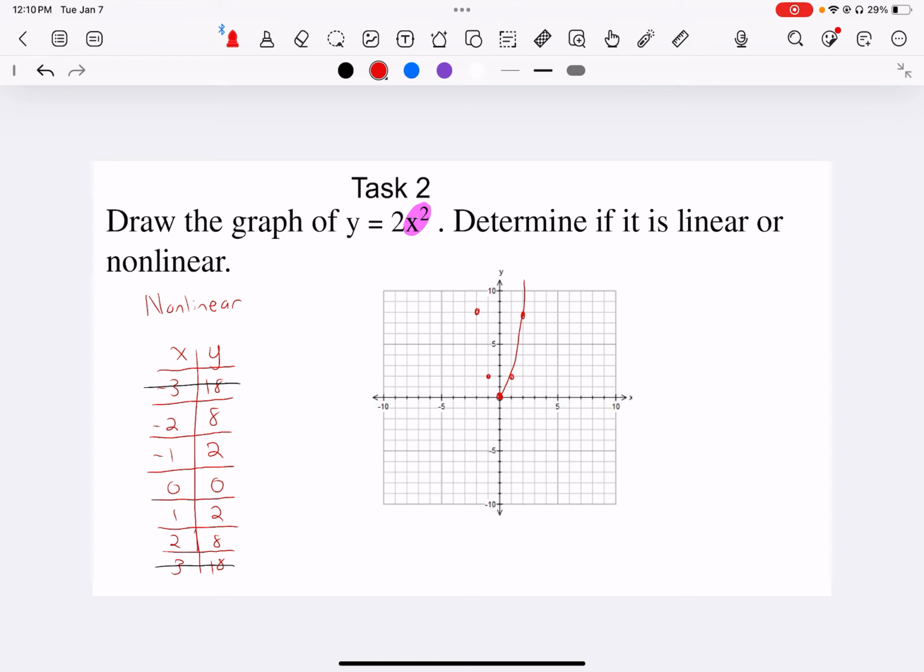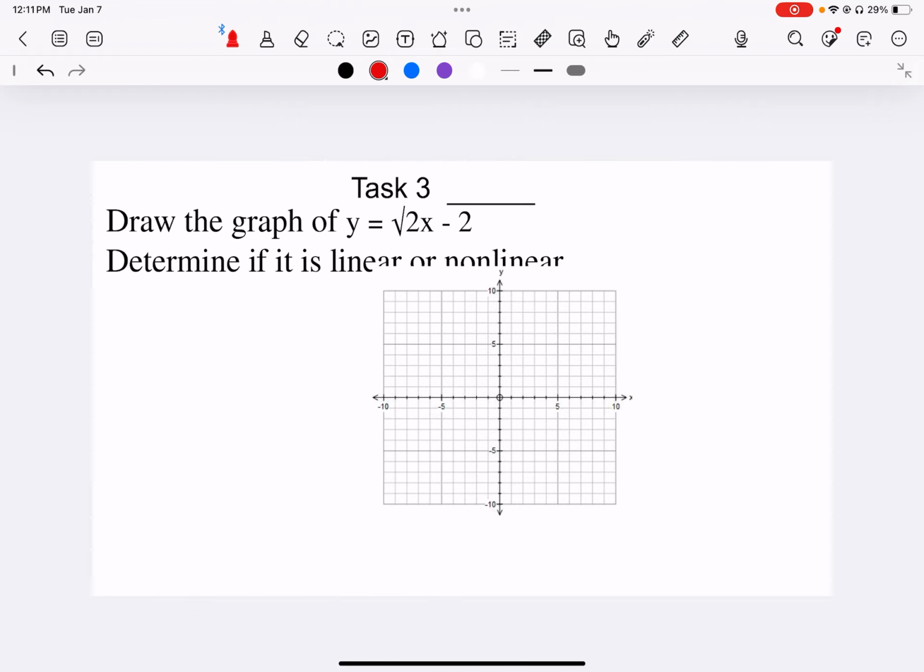And my graph continues to go up on both ends of the graph, but it does not continue to go down, so I'm not going to have an arrow at the bottom. And then I end it by labeling my graph, y equals 2x squared.